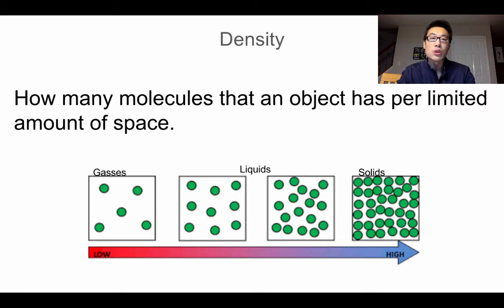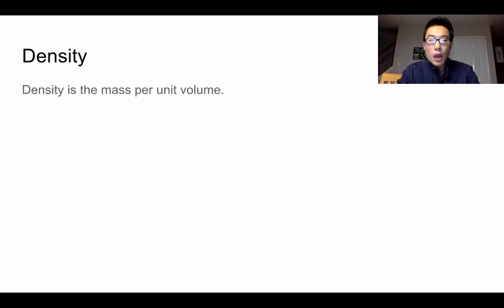Some liquids are more dense, some liquids are less dense. So density is, in its simplest definition, the mass per unit volume. And of course, from there we can come up with an equation, and that equation looks a little bit like this. Density is the mass per unit volume.